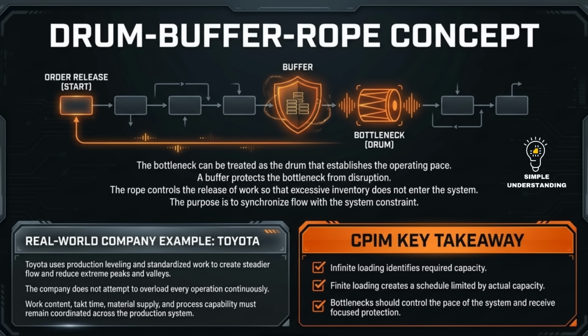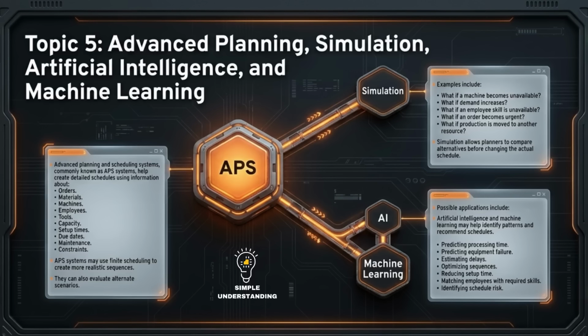Bottlenecks should control the pace of the system and receive special protection. Topic 5. Advanced planning, simulation, artificial intelligence, and machine learning.